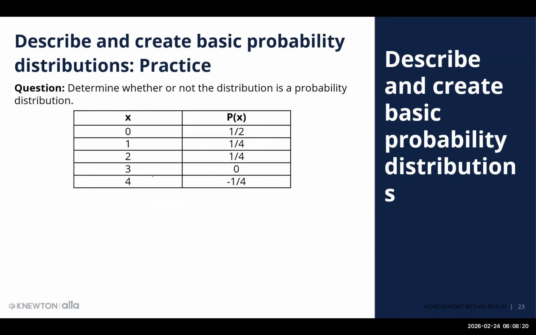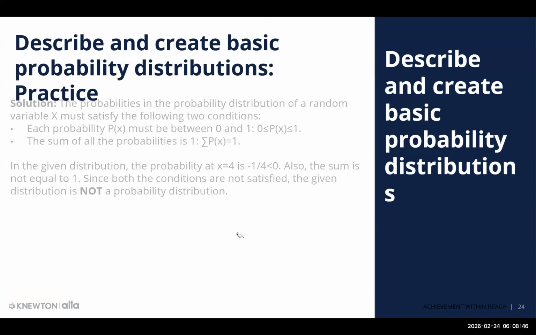Okay, determine whether or not the distribution is a probability distribution. So we can see right away that neither of these is between, actually, the second one is okay, but the last one is not between 0 and 1, so it is not a probability distribution.